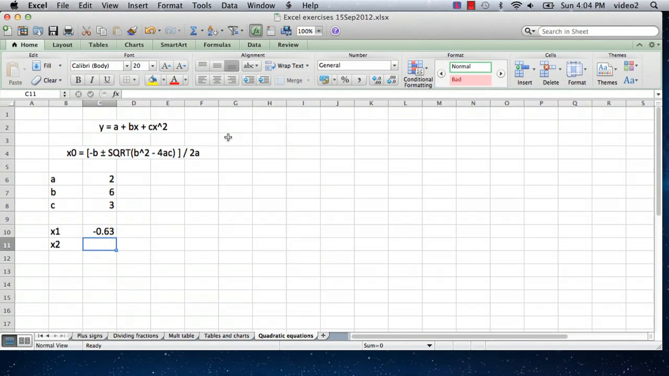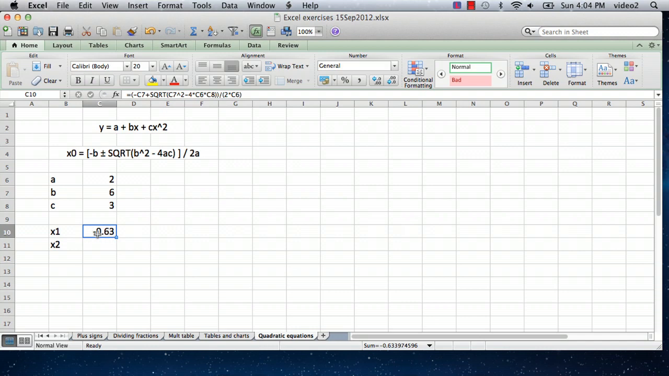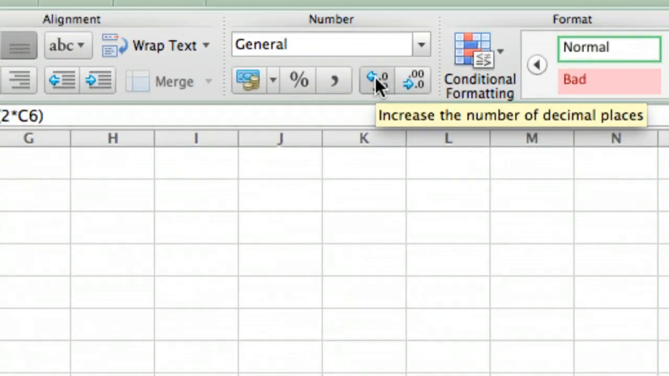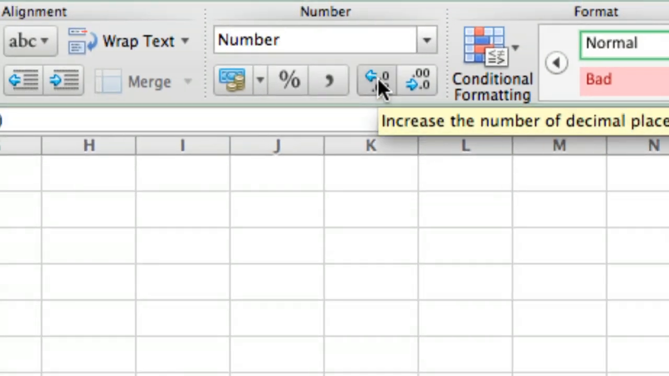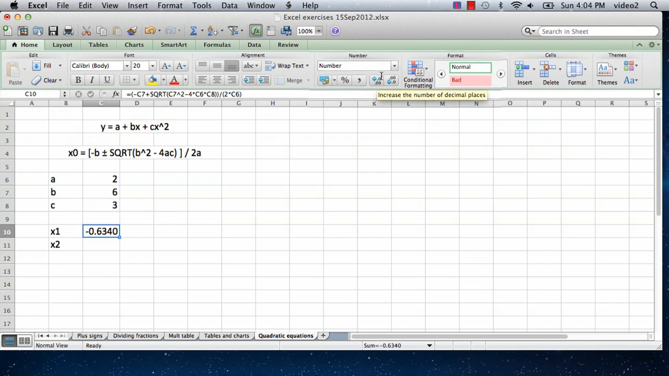So there we go, hey, we got lucky, we got a real root. So the first root is minus 0.63, and it probably isn't exact. If we go up here, you can increase the number of decimal places. So we'll do that a couple of times, and you can see it increased it to 4 decimal places.